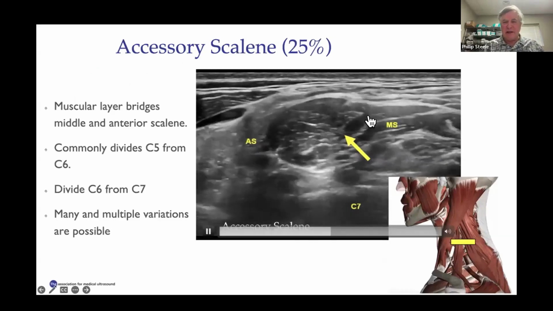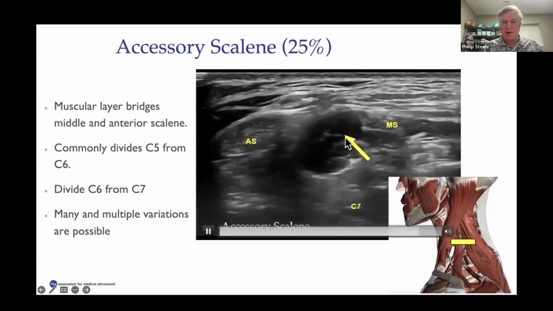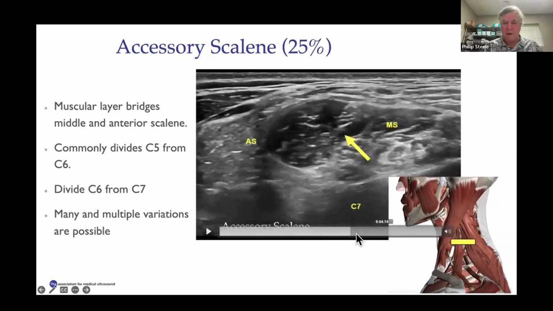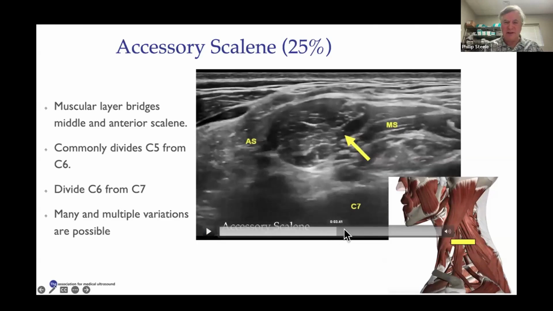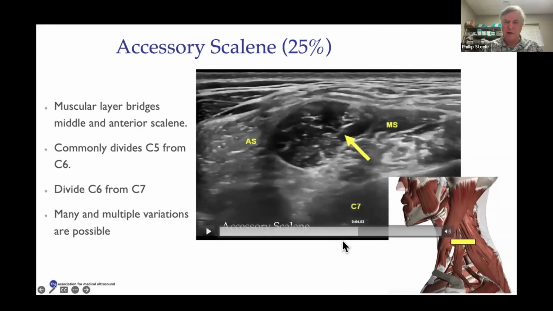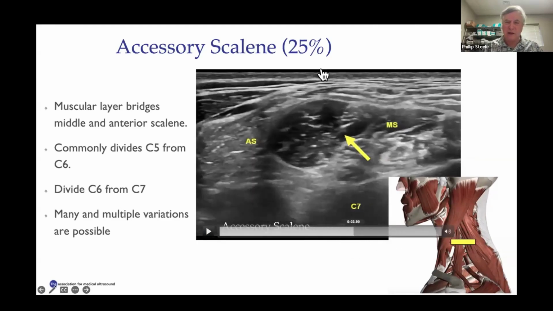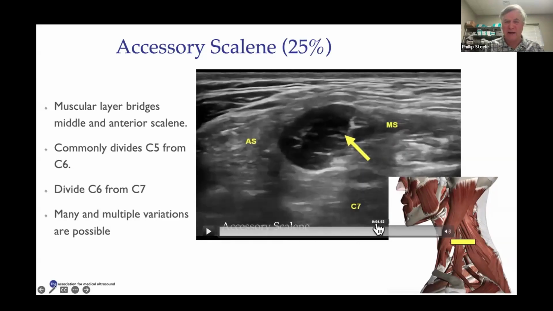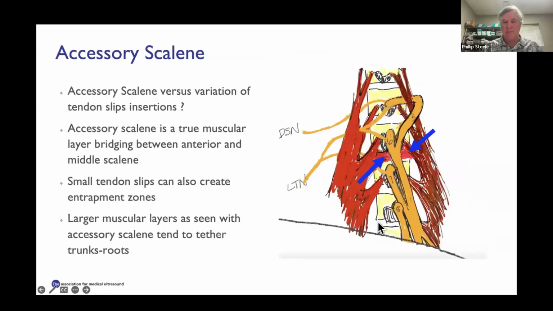So an accessory scalene does not attach to the tubercles, and it's from the anterior to middle scalene. So this is an example of that. And so you can see this muscle slip going from middle to anterior. Right here's anterior. And the slip is dividing C5 and 6 and C7, and what's going to eventually be 8. The width and position of this can cause nerve entrapment. And in some cases, they're quite close to the neural foramen as the nerve exits out. And when it does that, it can trap the nerve.